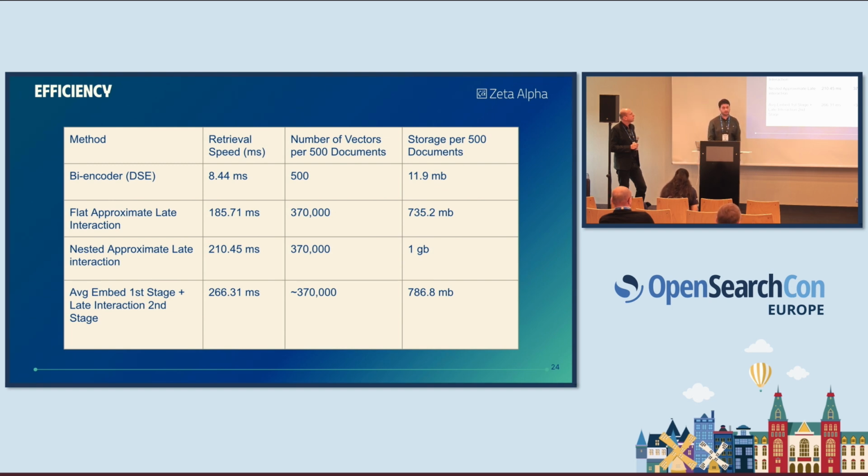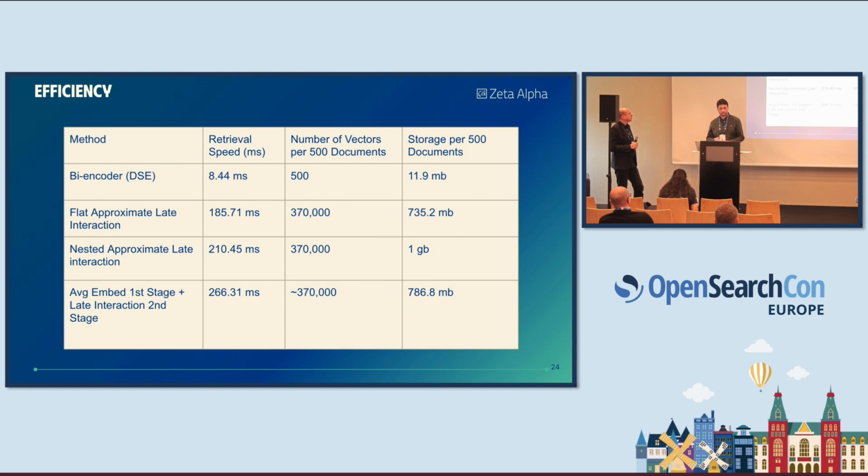Then the flat approximate late interaction. This was the flat index without any nested documents. So as you can see, it's a lot slower. The main reason is you have to conduct many queries per late interaction query because you are doing it for every query token. And this also includes the aggregation scoring, the summation time. So it's around 185 milliseconds and a lot more vectors, 370,000, meaning a lot more space to store, around 700 megabytes. So the nested one is a little slower. It's 210 milliseconds.